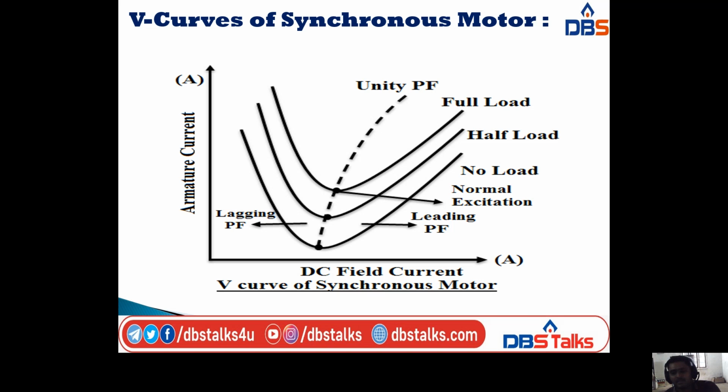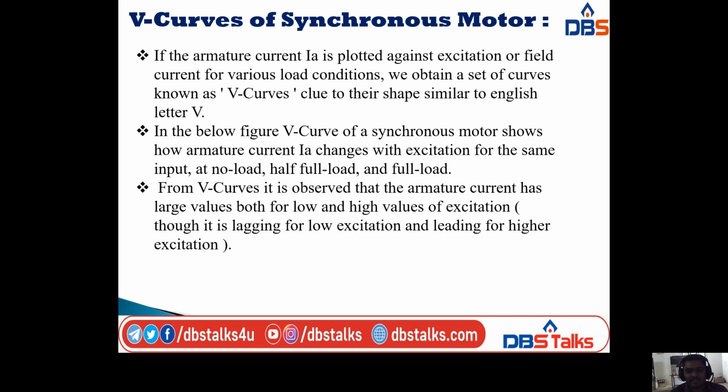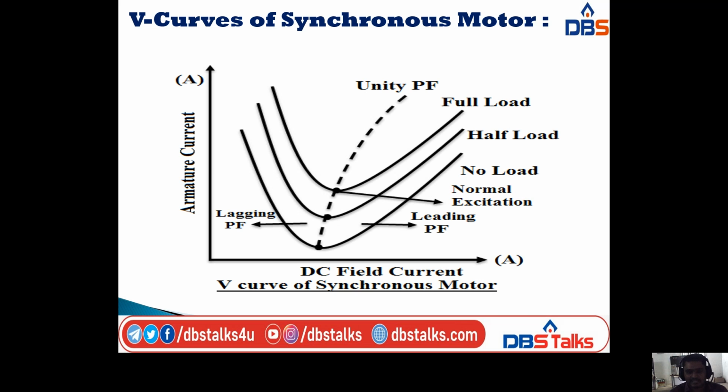So the area to the left side of the dotted lines is for lagging power factor. The area to the right of those dotted lines is for leading power factor. And we have normal excitation for the unity power factor. For the lagging power factor we have low excitation, and for leading power factor we have higher excitation.